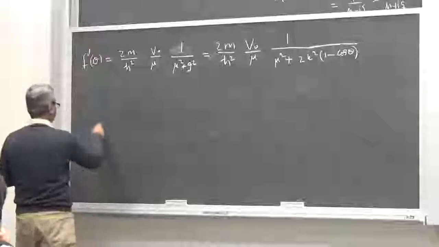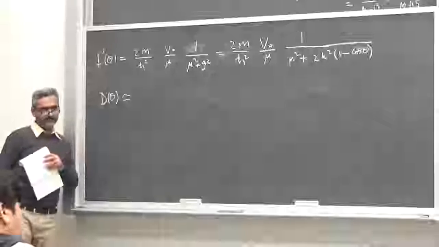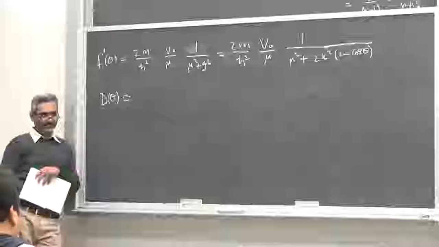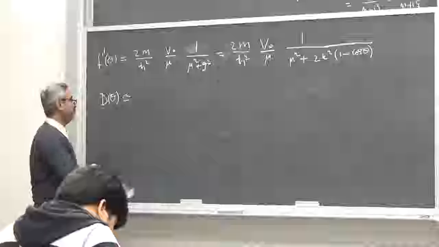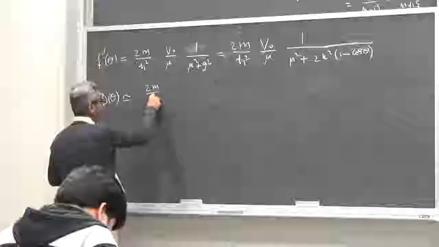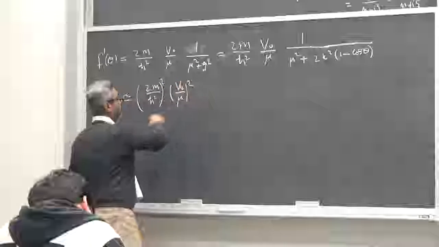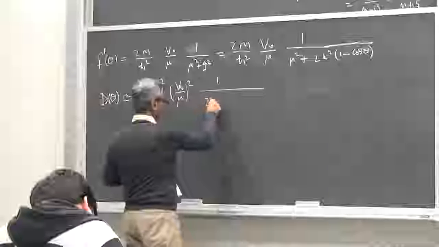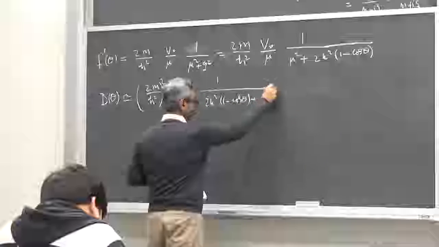Okay, so now d sigma by d omega, what is this equal to? And you see the approximation. Square, actually. So this is going to be 2m over h cut squared, v naught over mu squared, times 1 over 2k squared 1 minus cos of theta plus mu squared, all squared.